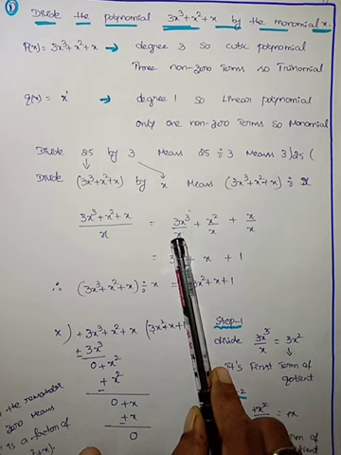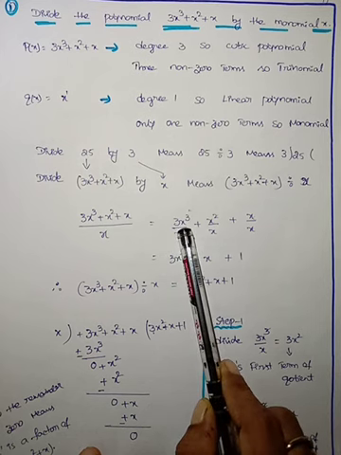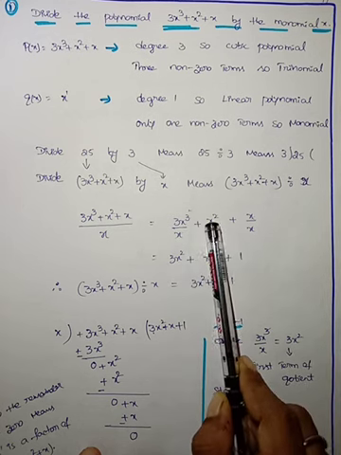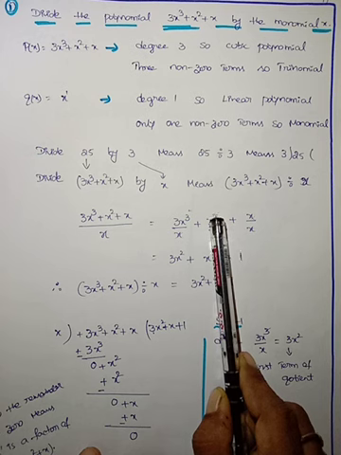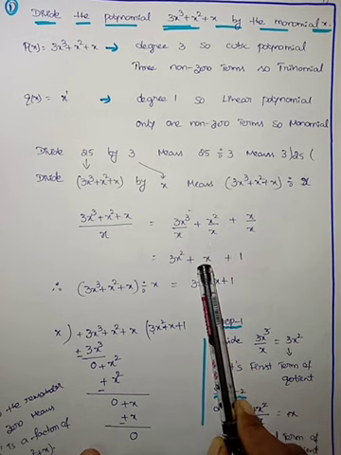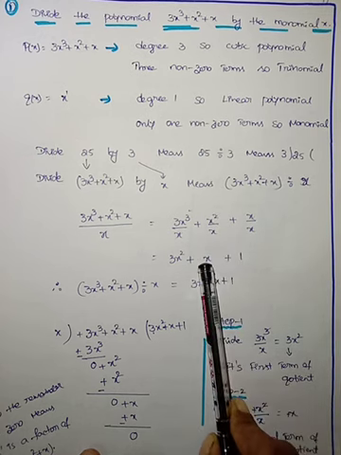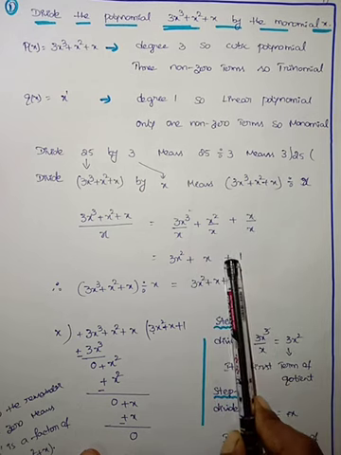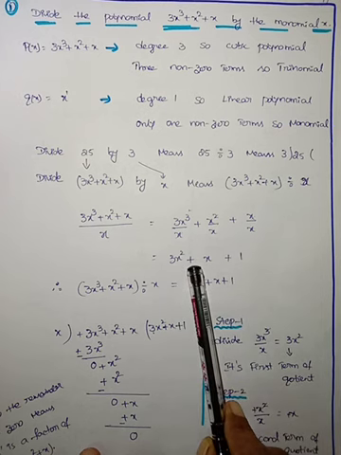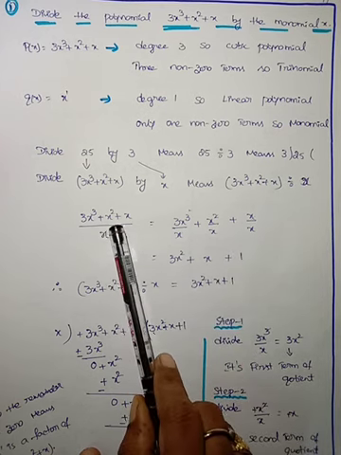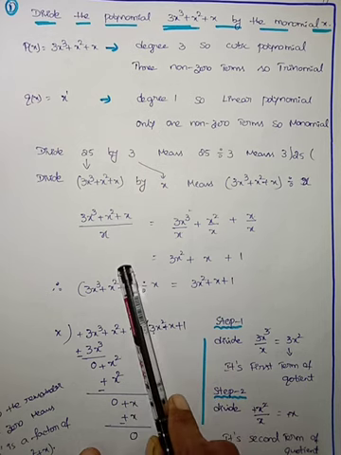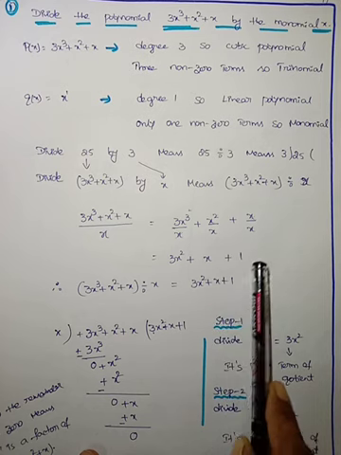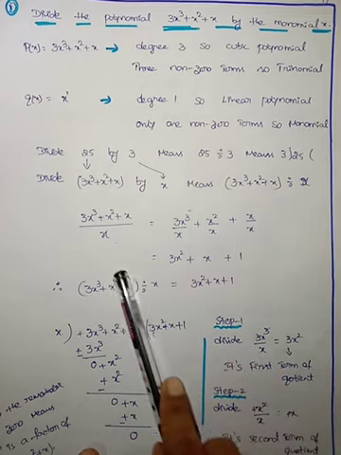In 3x cube by x, the degree of x is 3 in the numerator and 1 in the denominator, so one x is cancelled, which gives 3x square. In x square by x, there are 2 x's above and 1 x below, so x cancels and we get x. In x by x, both are cancelled, which gives 1. So 3x cube plus x square plus x divided by x, the answer is 3x square plus x plus 1. This is one method.